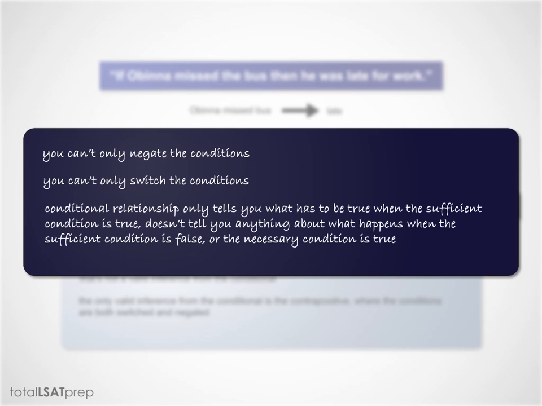So, to recap, you can't only negate the conditions and you can't only switch the conditions. A conditional relationship only tells you what has to be true when the sufficient condition is true. It doesn't tell you anything about what happens when the sufficient condition is false or the necessary condition is true.